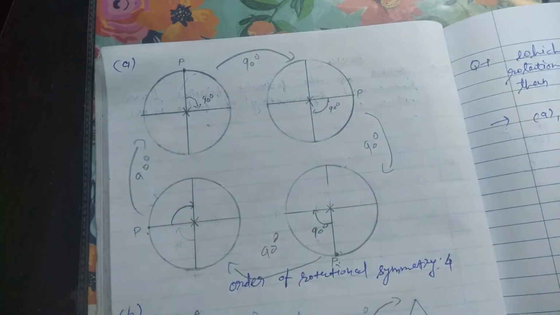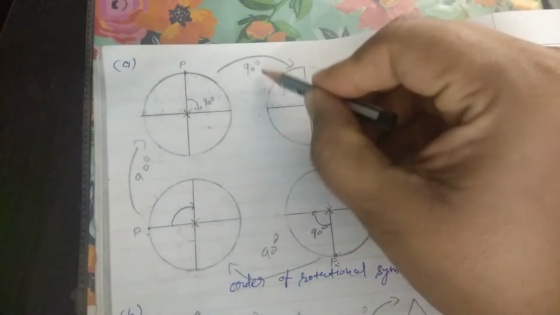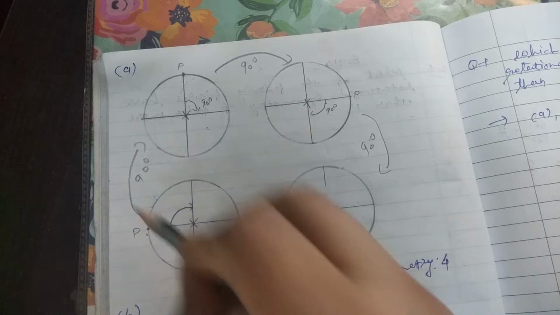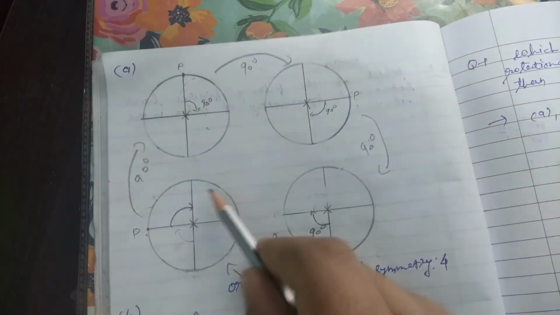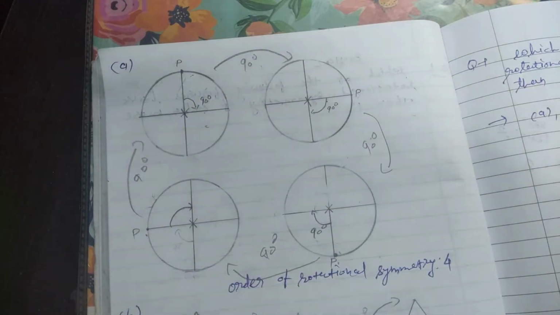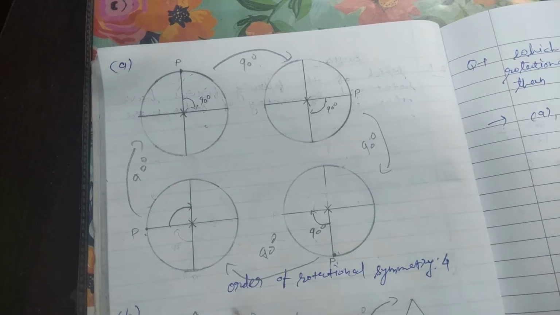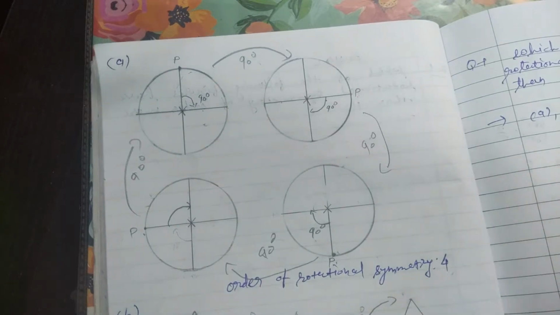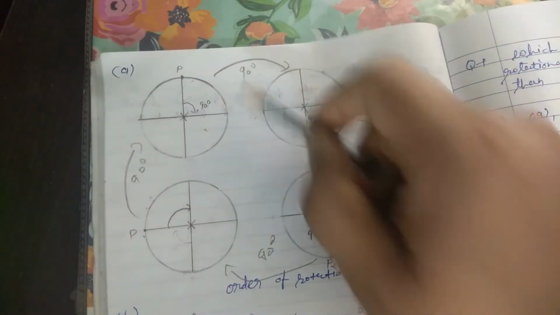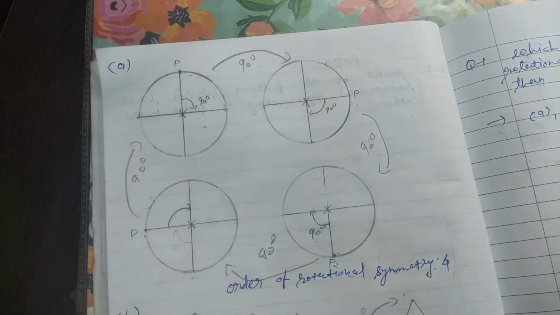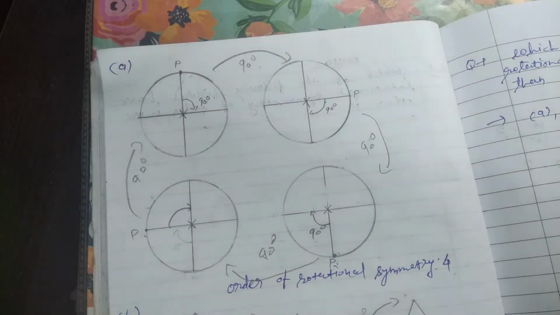So how many times have we rotated and got exactly the same figure? It is 1, 2, 3 and 4, and therefore this figure has rotational symmetry of order 4. The order of rotational symmetry is 4. The angle of rotation is 90 degrees. And if we ask what the direction of the rotation is, we can say it is clockwise.